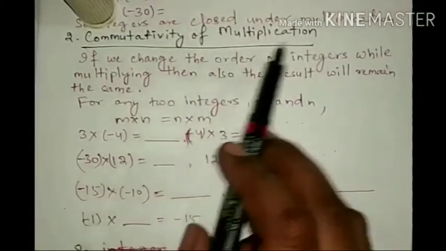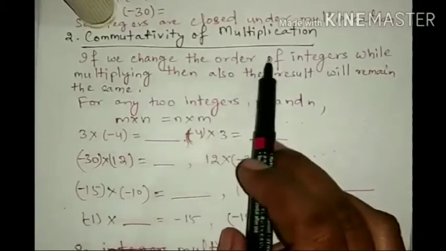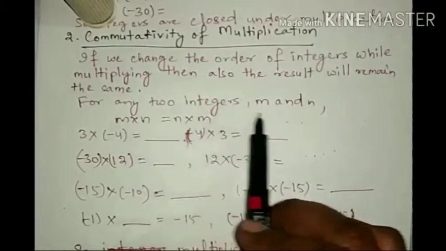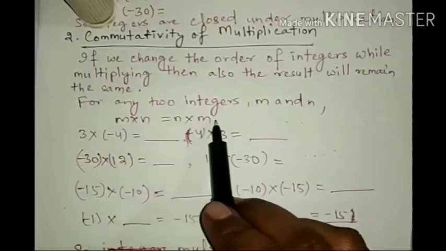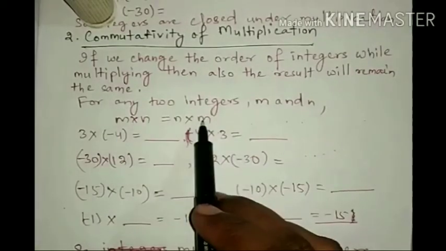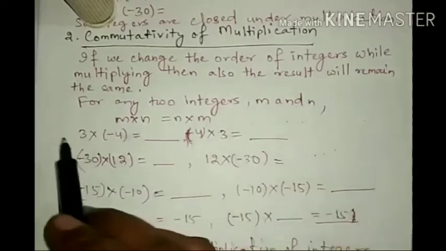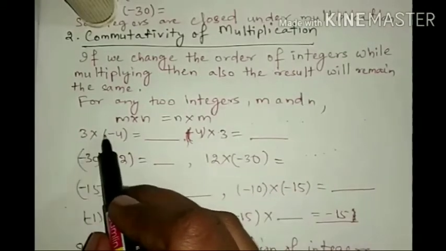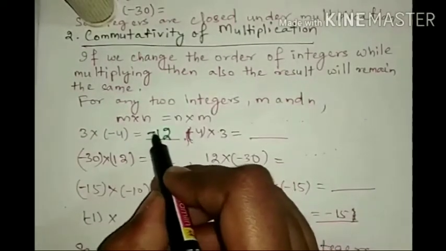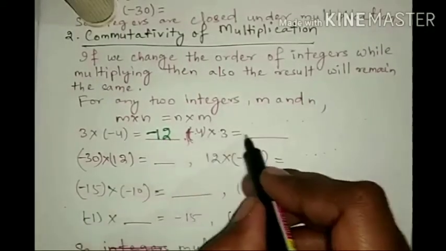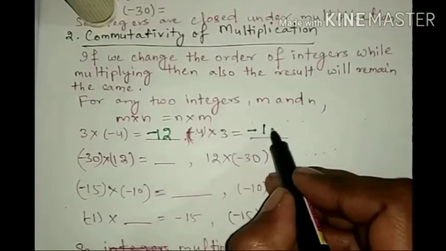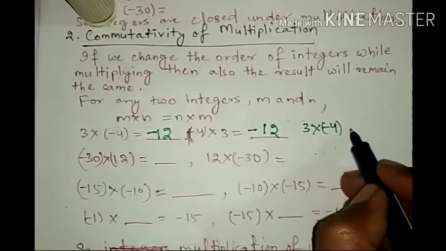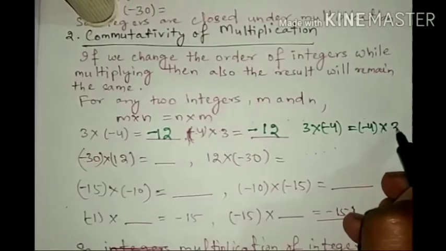Number 2 is commutativity of multiplication. If we change the order of integers while multiplying, then the result will remain the same. For any two integers m and n, m into n equal to n into m. If we change the order of the integers, we'll find the result is the same. Like here, 3 into minus 4, and here minus 4 into 3. So 3 into minus 4 equal to minus 12. Minus 4 into 3 is minus into plus, minus, 4 threes are 12. So both are the same. So you can write 3 into minus 4 equal to minus 4 into 3.